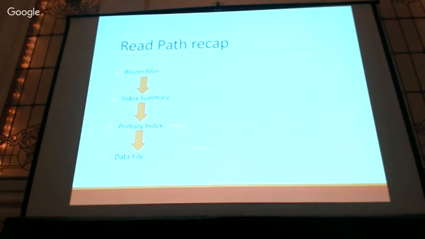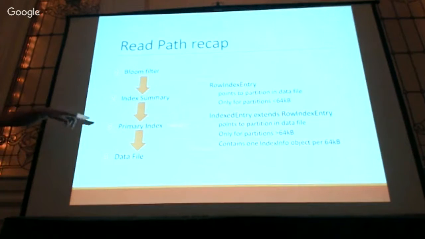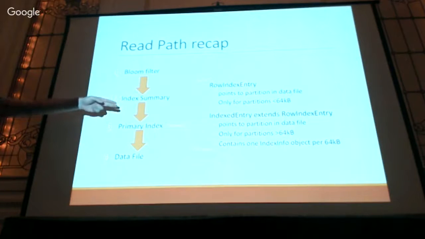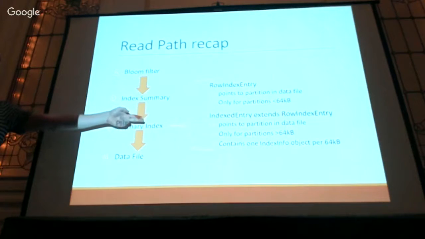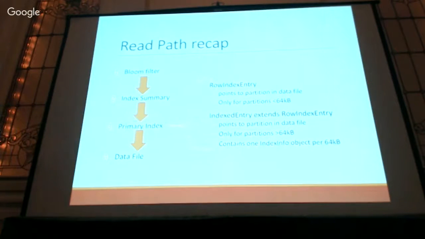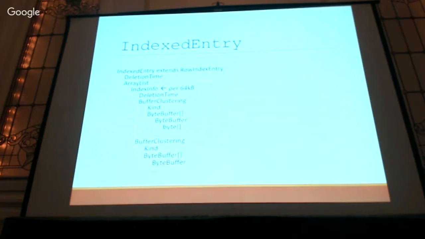And CASSANDRA-11206 was about the primary index. Because what we have there is two kinds of object structures. One is the row index entry. It's for partitions that are relatively small, so say less than 64 kilobytes. And then an extended implementation, the indexed entry, which comes into play when partitions get bigger. There's one index info object, so what we do is sampling across the partitions to make access to the data file much faster, because we can seek into the partition of the data file.